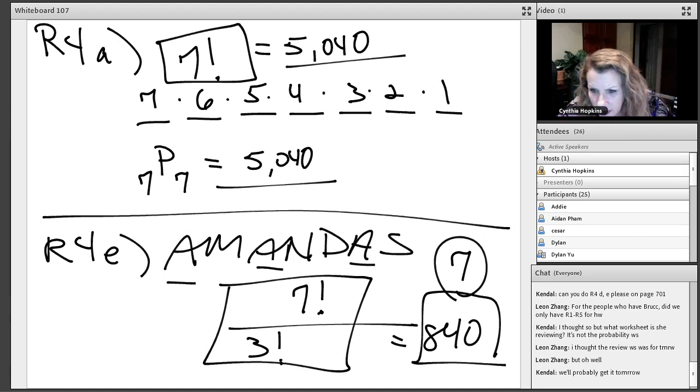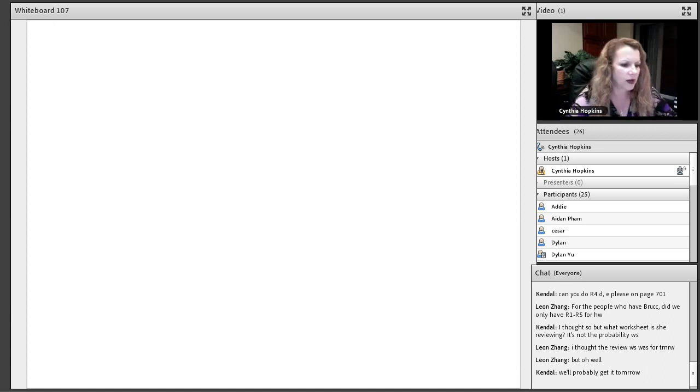Okay, let's see. Addie, could I do 19 on the worksheet? Okay, we haven't done that yet. All right, so 15 through 20, they are talking about rolling 2 dice, a black die and a white die.